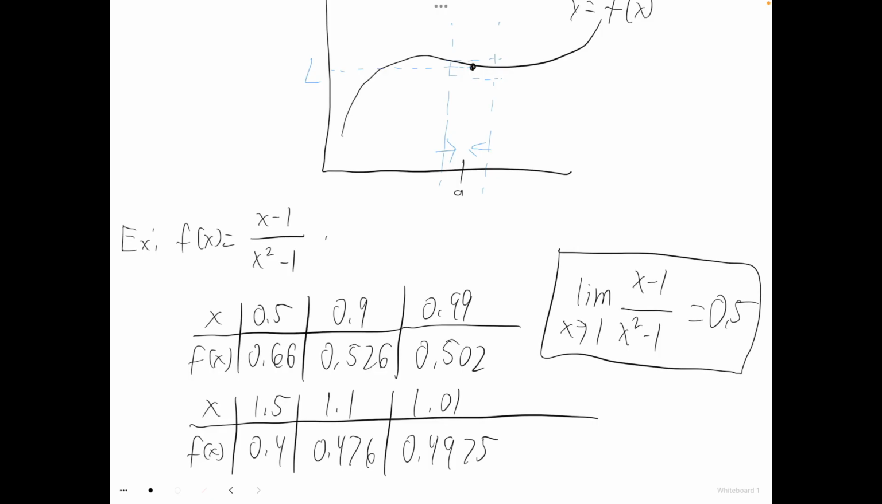And so this is how we look at it from a table point of view: we just pick values that are getting closer and closer to the point that we care about, which in this case is the x value of 1, and we see what the y values are doing. And here we say they go towards 1/2.